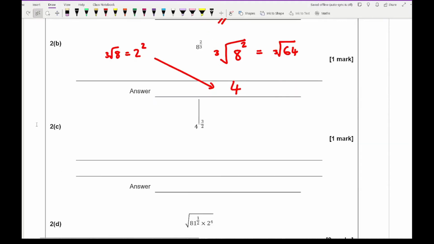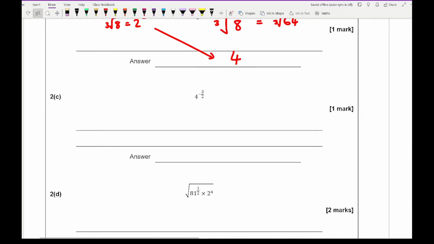For question 2c, again with a fractional power here, I do exactly the same. So it's going to be 1 over 4 to the power of 3 over 2, which therefore is going to be 1 over 4 cubed, square rooted. Now 4 cubed is 64, so that's going to be equal to 1 over the square root of 64, and the square root of 64 is 8, so the answer is an eighth.